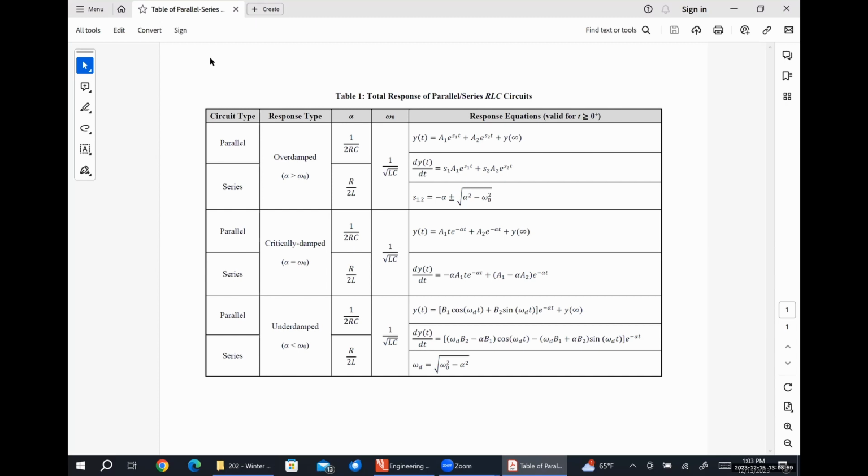We have the relationship for the overdamped response up here: A1 e to the S1t plus A2 e to the S2t, plus y at infinity. This y at infinity bit is what's going to happen when we have a source being added into the circuit versus taken out of the circuit, and how we derive things. Right here, I have y is equal to A1t e to the negative alpha t plus A2 e to the negative alpha t.